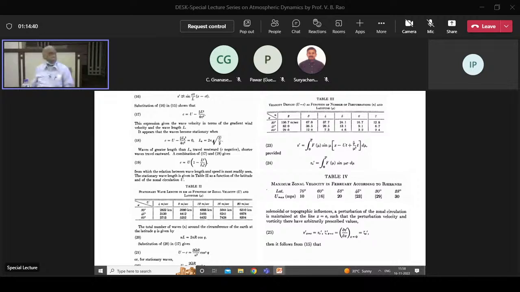Anyway, now you see in this, C equals U minus beta by K square, where K is 2 pi by L, or beta L square by 4 pi square. Is it not? That is the classical Rossby formula.